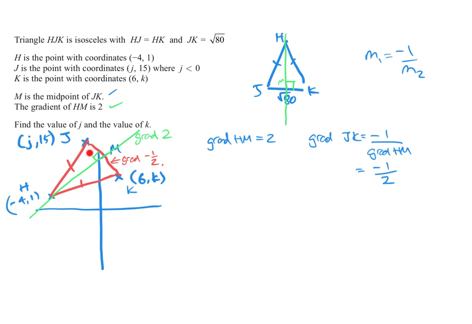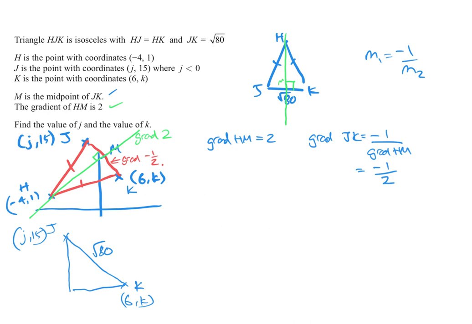Now I want to focus just on this segment here, JK. So I'm going to redraw it, just to give myself a little more space down here. So I've got J and K, and I'm going to form a triangle off of this. Now I know the coordinates for J are J, 15, and I know the coordinates for K are 6, K. I also know that the distance JK is root 80. Now the gradient of JK, we've already worked out to be minus 1/2.